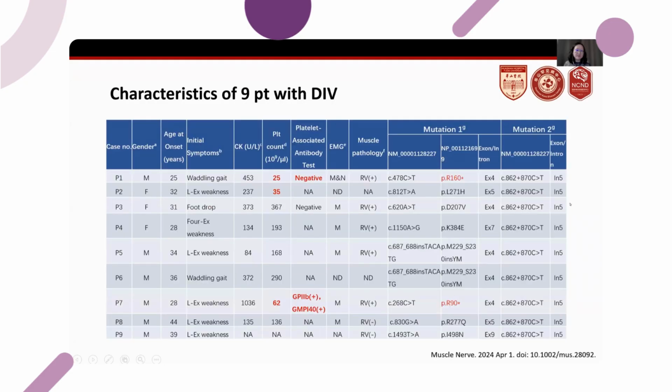Then we further analyzed the other patients with monoallelic mutations in our cohort, and we found 8 more patients with this deep intronic variant. Among them, 3 also have thrombocytopenia.